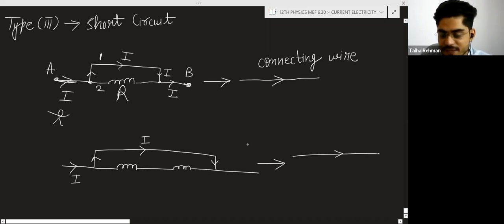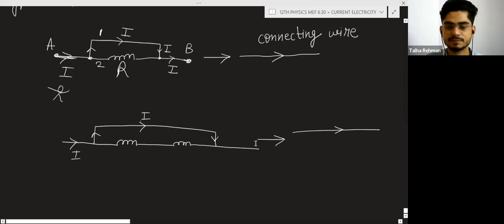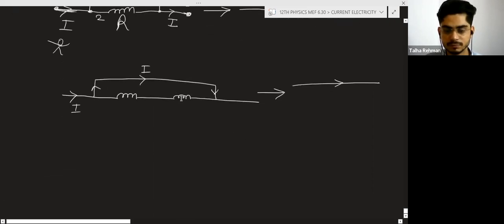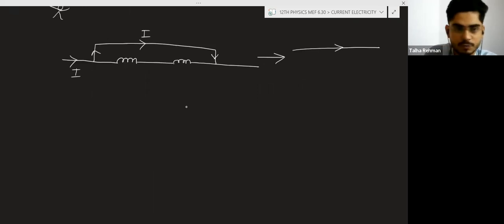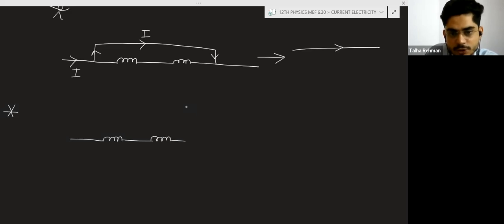So you can represent this as a single wire. But there is one more thing here to identify. The examiner can confuse you. In the question paper, the examiner can confuse you by giving you this type of thing.